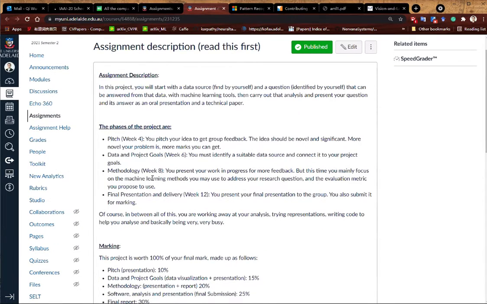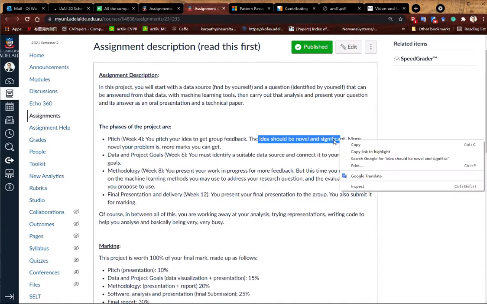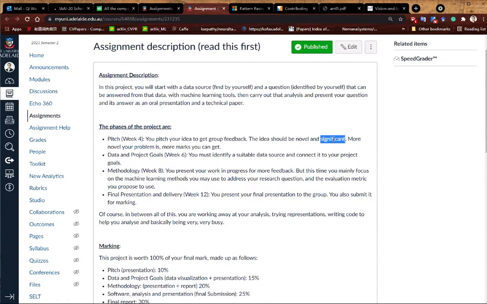So, yeah, the phases of the project, there are 4 steps. First one is the pitch. Basically, you pitch your idea to get good feedback. As I mentioned, the idea itself should be novel and significant, right? So significant is a strong word over here. Well, it can be a small problem. A small problem is also very significant, very interesting.